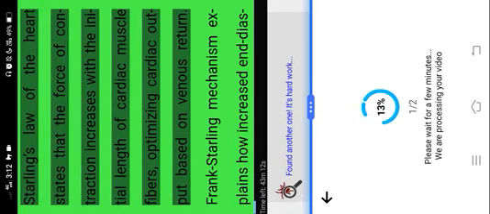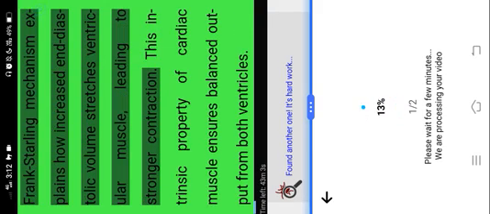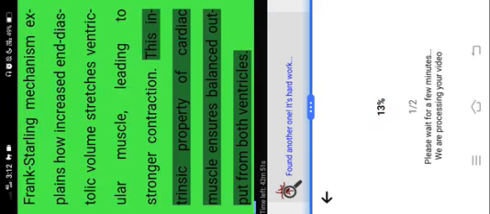Starling's law of the heart states that the force of contraction increases with the initial length of cardiac muscle fibers, optimizing cardiac output based on venous return. The Frank-Starling mechanism explains how increased end-diastolic volume stretches ventricular muscle, leading to stronger contraction. This intrinsic property of cardiac muscle ensures balanced output from both ventricles.